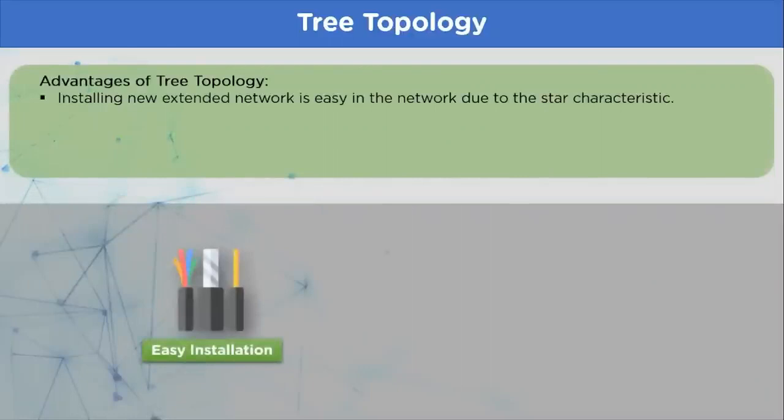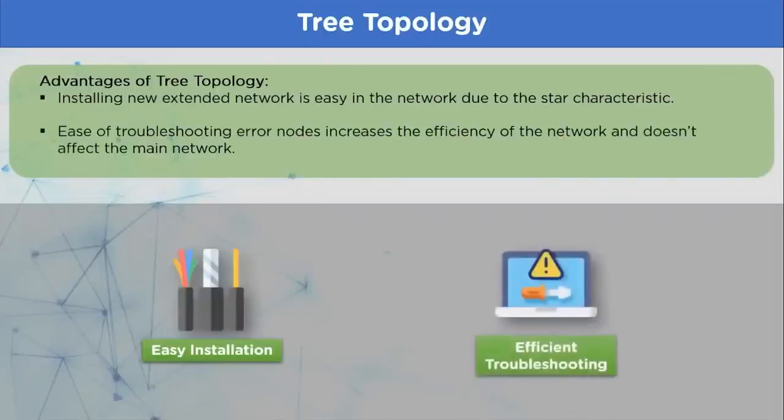Next up, advantages of tree topology. Installation of a new network group is easy due to the root-child configuration of the network. In case of a node fault or crash, the whole network is not affected by the error. This makes it easier to troubleshoot the issue.